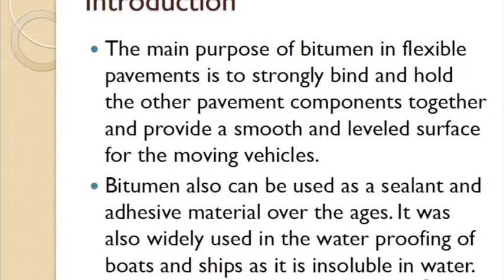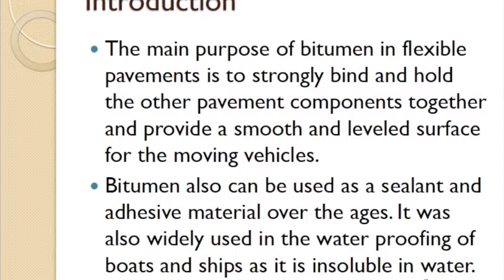processed petroleum. The main purpose of bitumen in flexible pavement is to strongly bind and hold the other pavement components together and provide a smooth and level surface for the moving vehicle. So usually we use this bitumen material for the road pavement, for road construction.